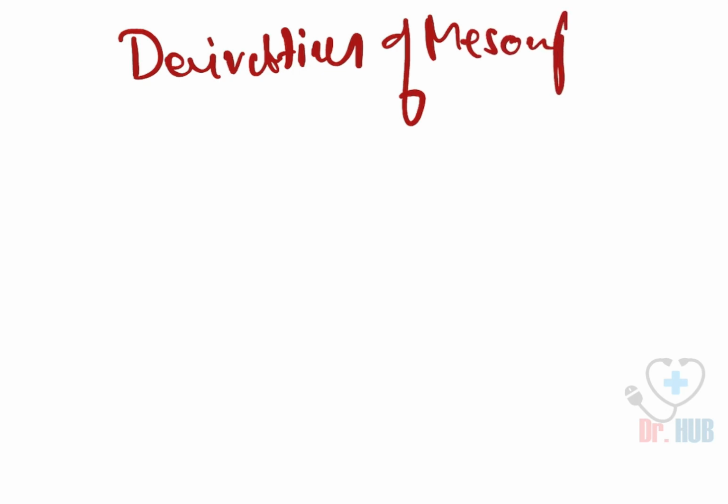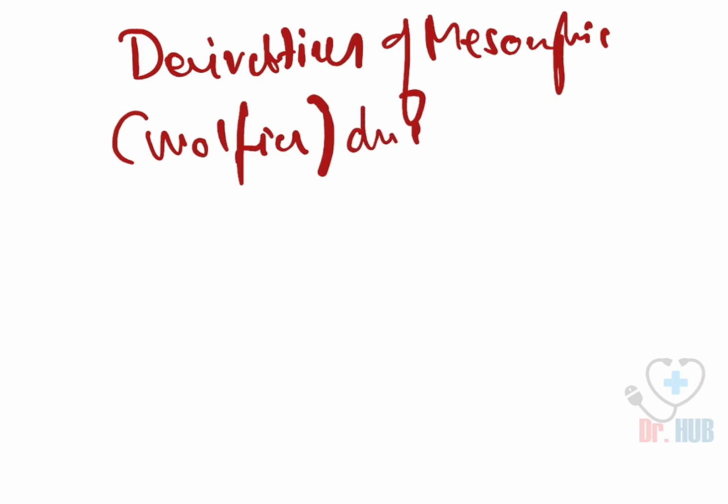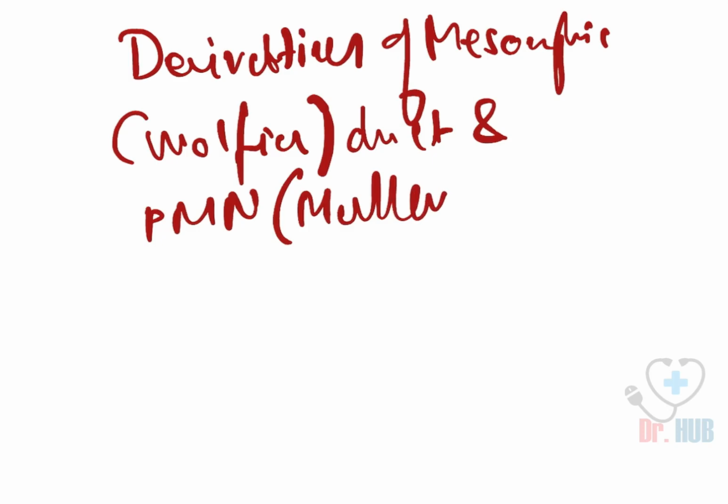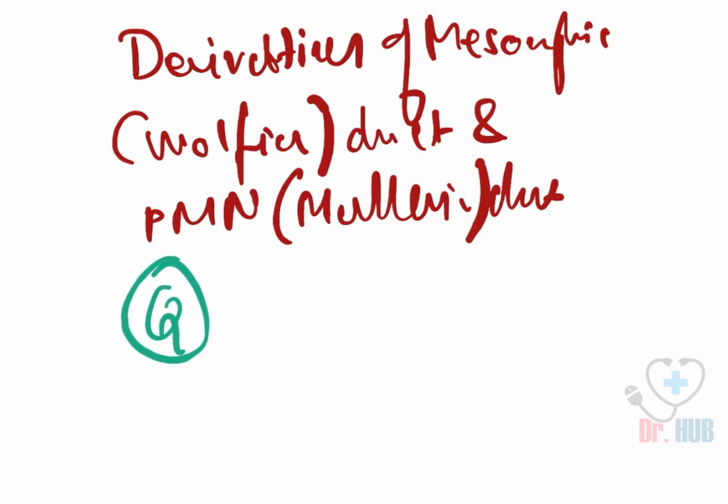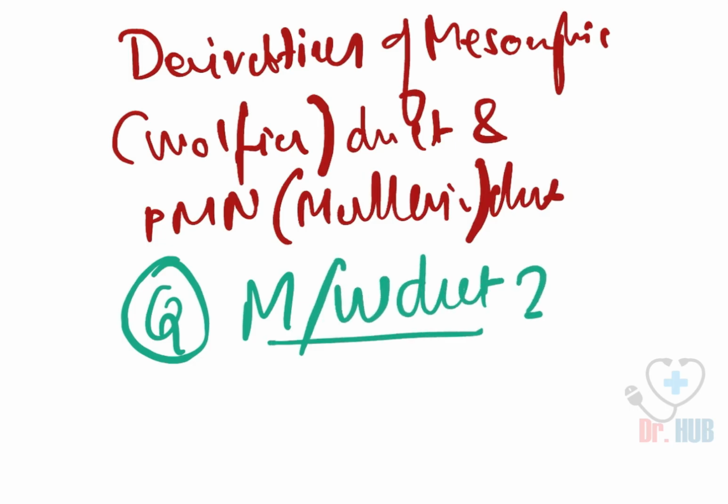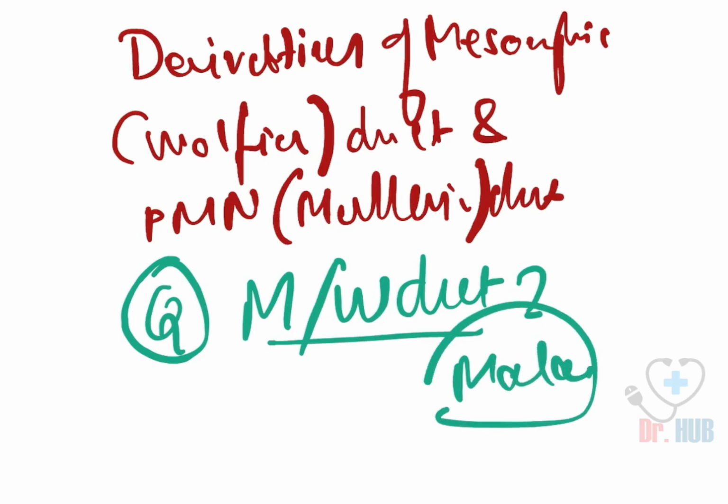Here we are going to look at the derivatives. Derivatives of the mesonephric, that is nothing but the Wolffian duct, as well as the paramesonephric, that is the Müllerian duct. So to start off with the questions, what are the structures which arise from the mesonephric as well as the Wolffian duct? So this is in case of males, what are the structures which arise?